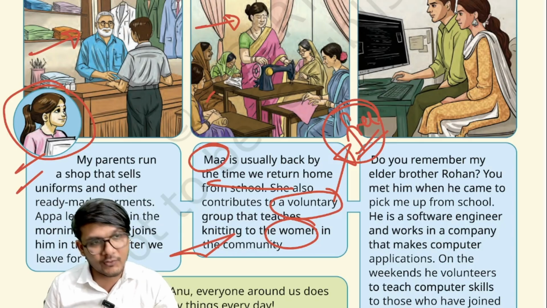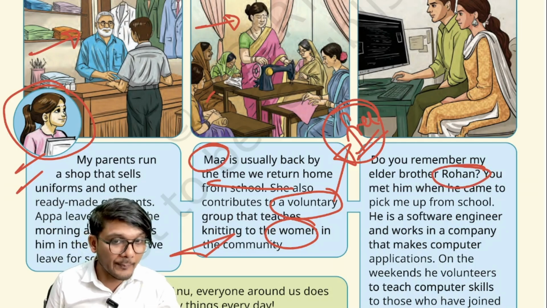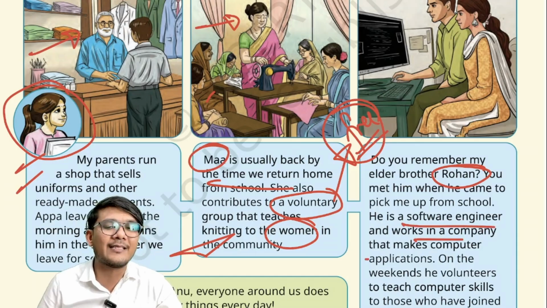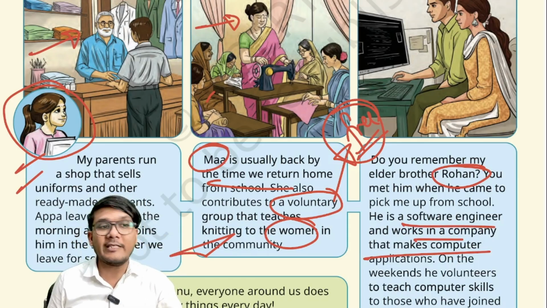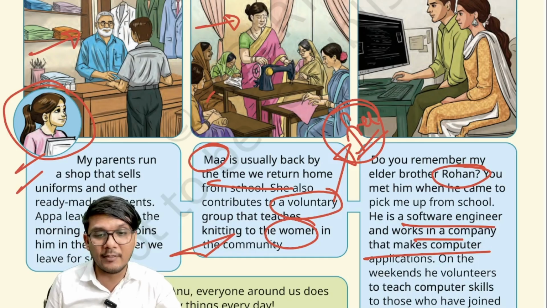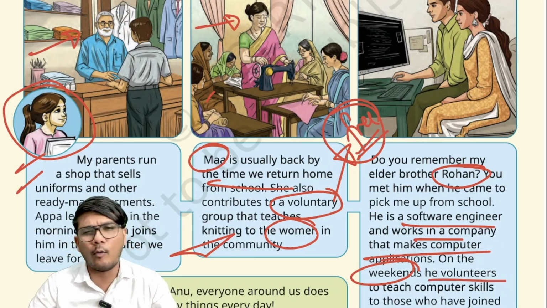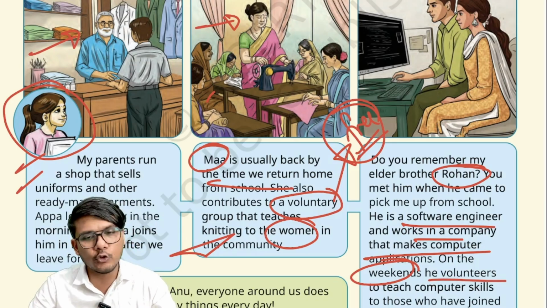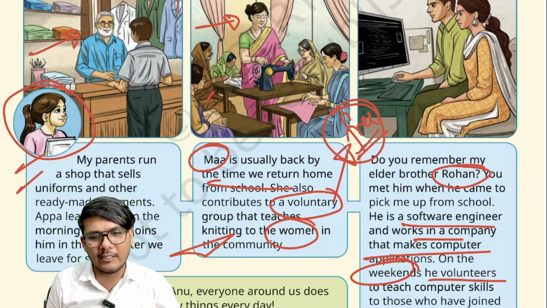At the same time, Anu asks Kabir if he remembers Anu's elder brother Rohan, whom Kabir had met previously, it seems. So she says that he is a software engineer who works in a company that basically manufactures computer applications, right? So when he's working, he would be earning some salary over there. But on weekends, he volunteers to teach computer skills to those who have joined the youth development program. There is a nearby college where there is a youth development program. There he teaches computer skills to the youth who have joined.